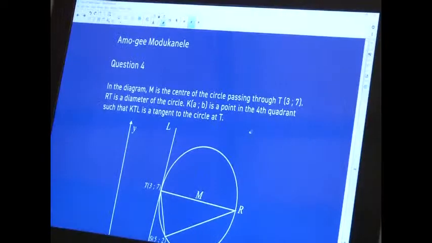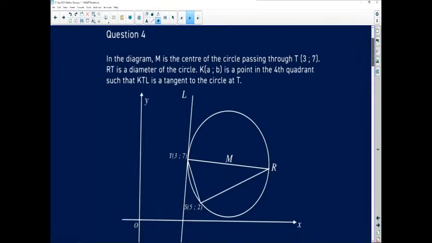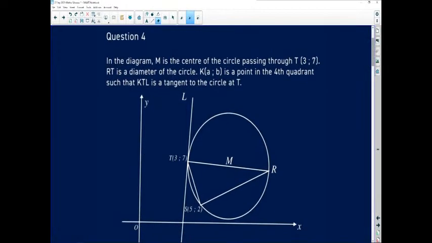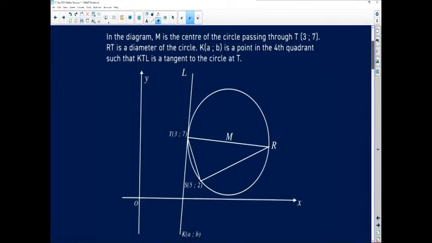Okay, so Amuji Mudukanele sent this question. It's based on analytical geometry, and it reads as follows. It says, in the diagram, M is the center of the circle passing through point T, right, with coordinates (3; 7). RT is a diameter of the circle. Point K with coordinates (a; b) is a point in the 4th quadrant. Right, 4th quadrant, there's point K at the bottom.